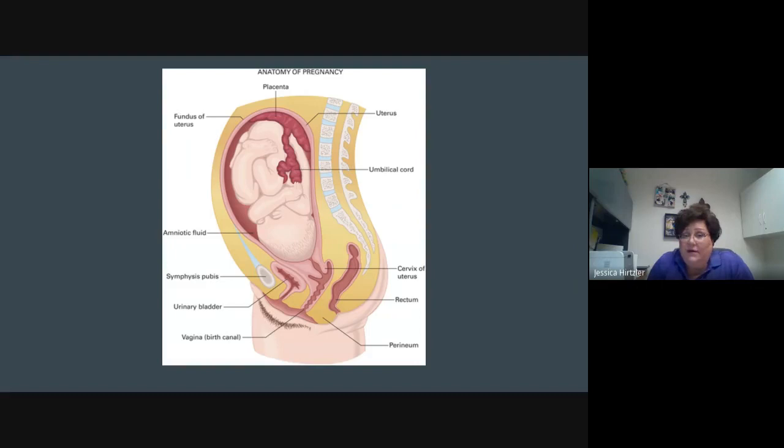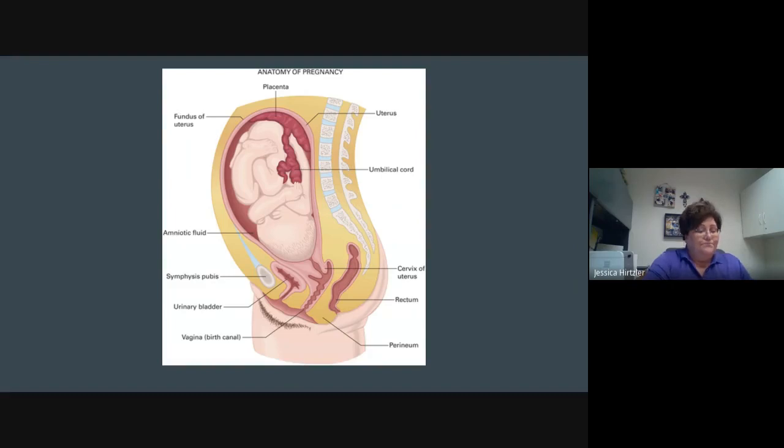The placenta, very important, also known as the afterbirth. The placenta is attached to the uterine wall. The placenta is the organ that allows the baby to receive oxygen and nutrients from the mom through the umbilical cord. It also allows for the excretion of waste, such as carbon dioxide. It's important for us to know that the blood of the fetus and the mom do not mix except during birth or miscarriage. And this is all because of the placenta and the umbilical cord.